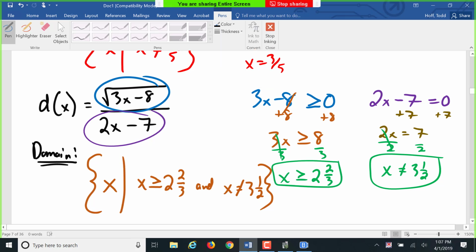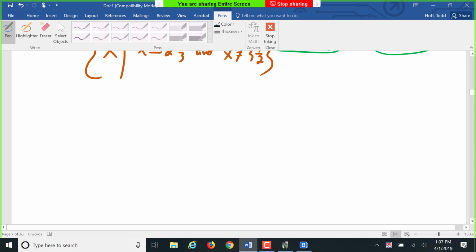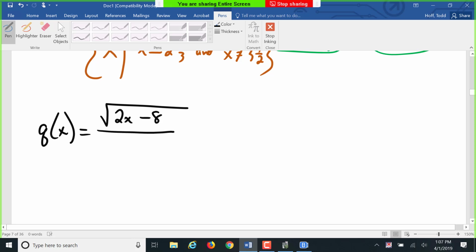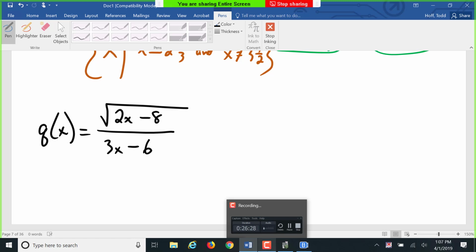All right, I'm going to give you one more example like that and let you try it. Let's see, q of x equals the square root of (2x minus 8) over (3x minus 6). I'll give you a minute or so to work on that. See what you come up with for the domain.